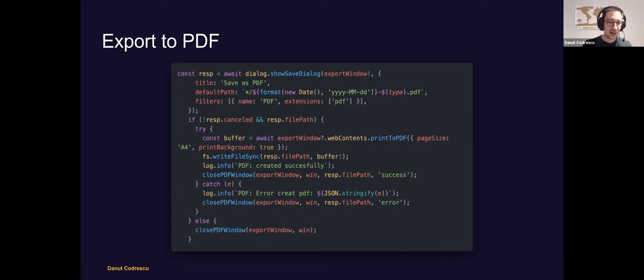Basically, the first lines refer to the fact that I create a dialog box asking where you want to save it. It's a native dialog box. And after that, I just create a file using the buffer. And that's it. It's really, really easy.